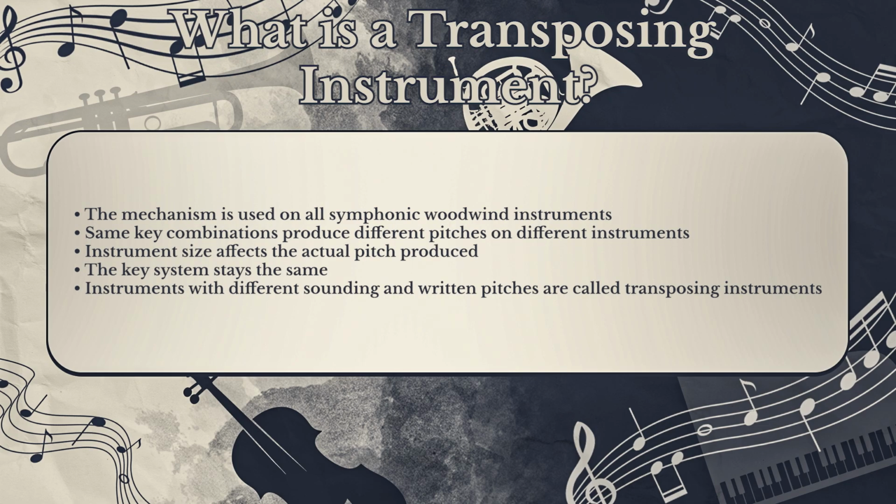As the mechanism is used on all symphonic woodwind instruments, regardless of their size, the same key combination can produce different pitches on different instruments. In other words, the size of the instruments affects the actual pitch that is produced, even though the key system remains the same. Instruments where the sounding pitch differs from the written note are called transposing instruments.